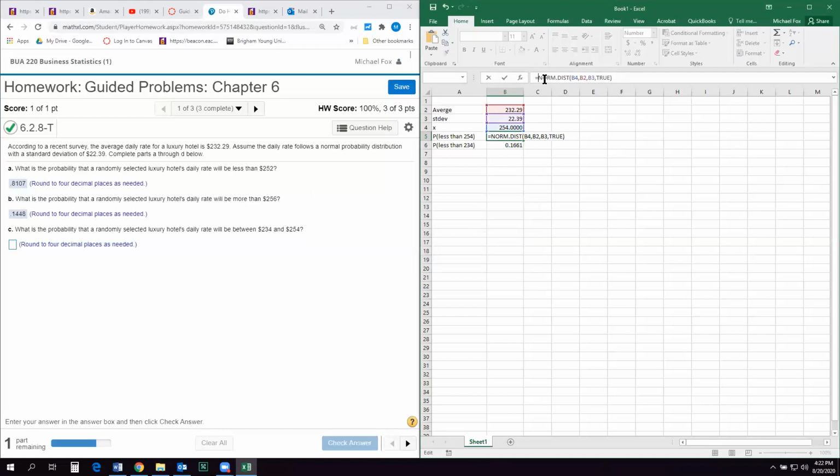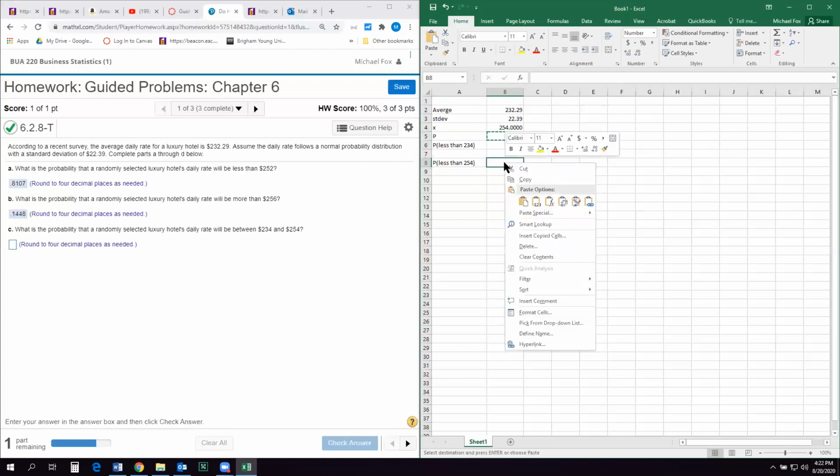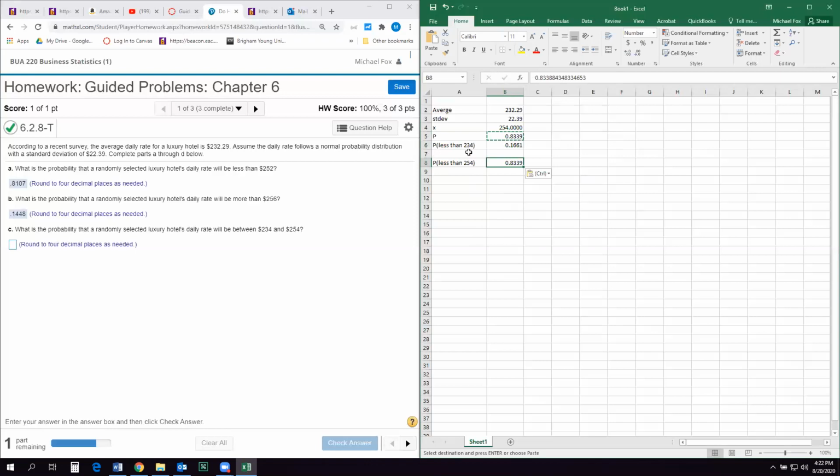I messed everything up, didn't I? Okay, all right, so there's our probability that it's less than 254. What I usually do is leave this as a general P and not label everything. Then I come down here and do the probability that it is less than 254. I just copy this and paste only the value right here.